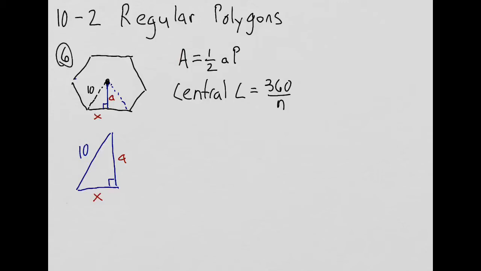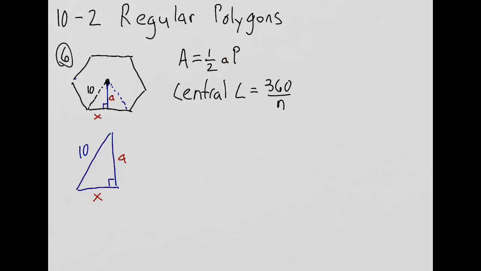So, to find area, it's 1/2 times A, which is the apothem. And the apothem is kind of like a radius for these regular polygons, except it does not go from the center to a vertex. It goes from the center to the right angle of one of the sides. So 10 is not A in this case. We need to find A. We've got to find the apothem. So it's 1/2 times the apothem times the perimeter of the shape.